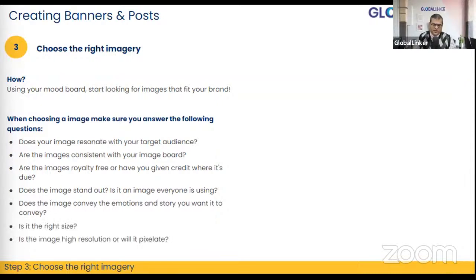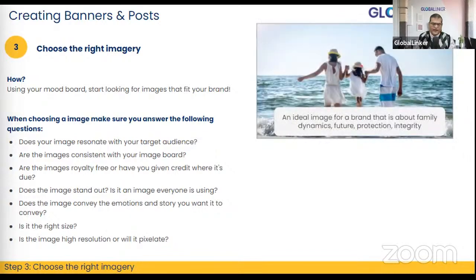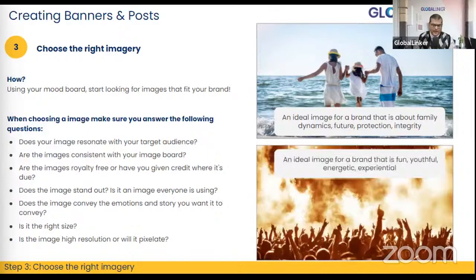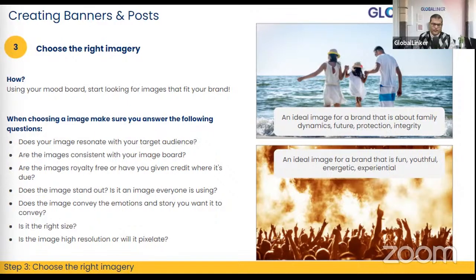Now, I'll try to explain with two visuals. The first visual that you're seeing on the screen represents a family. If your brand is about family values, this kind of image suits you. The second example on your screen is about a youthful brand. If you are a youthful brand and want to portray energy, this is the kind of image that you can select. So this was about how you can select the right images.